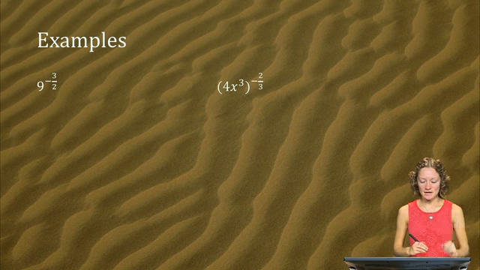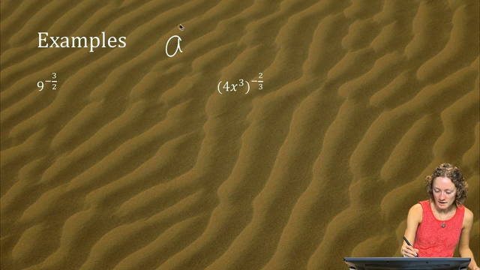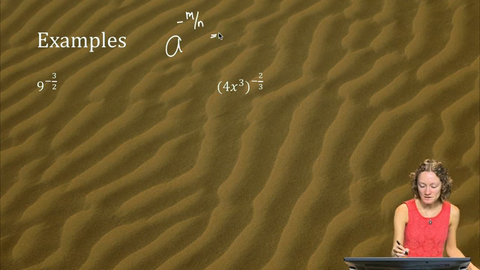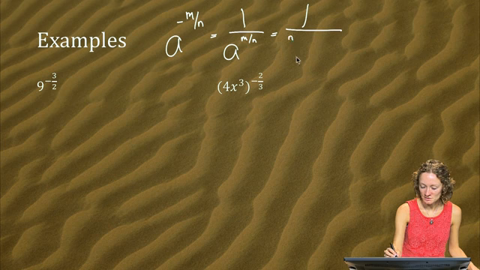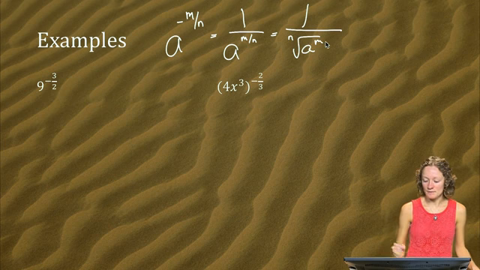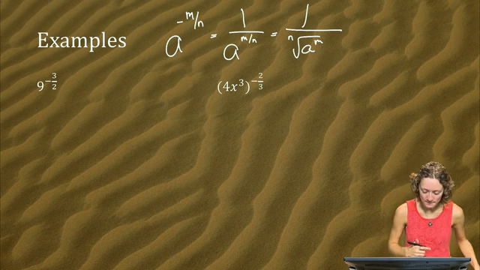9 to the negative 3/2. So this uses the rule a to the negative m over n. And I'm going to show you the entire sequence is 1 over a to the m over n, which is 1 over, make the change here, index of n, a to the m, all in the denominator. And we're going to follow the sequence on every problem.